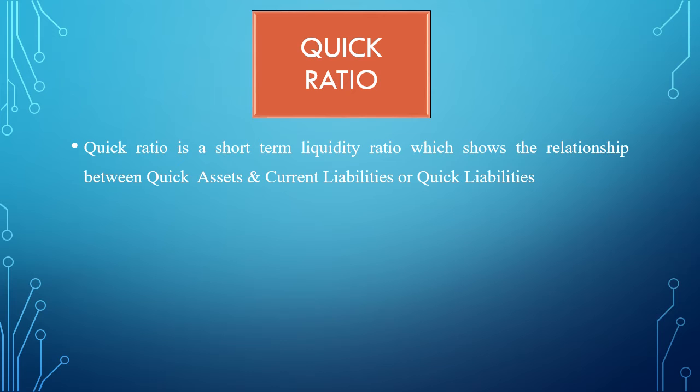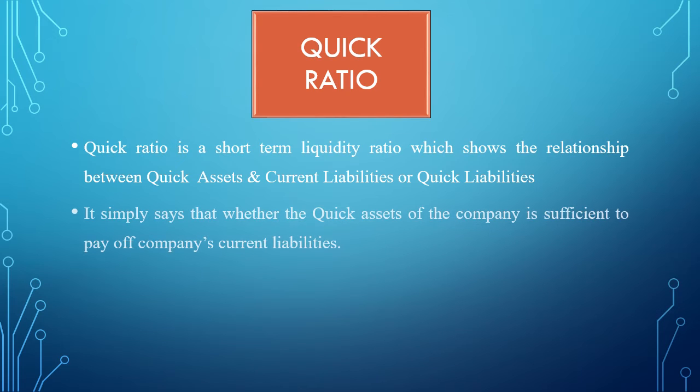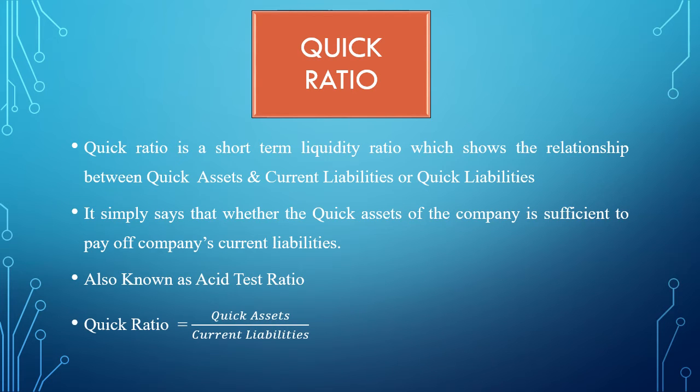Then how to calculate the quick asset? Here is the step. It simply says whether the quick assets of the company are sufficient to pay off the company's current liabilities. The quick ratio is also known as the acid test ratio. Quick ratio can be calculated as quick assets divided by current liabilities.